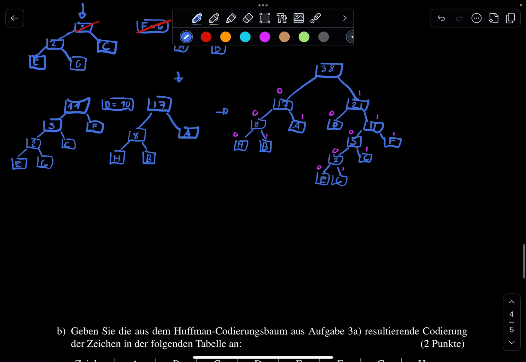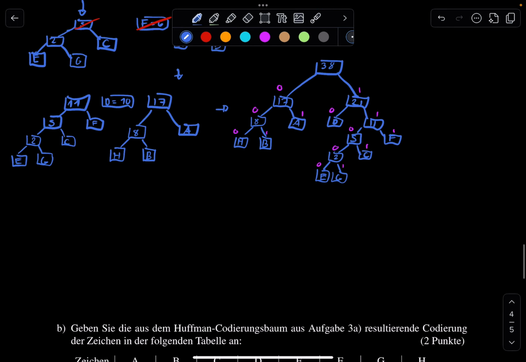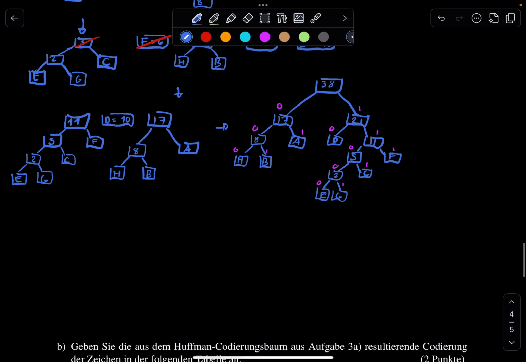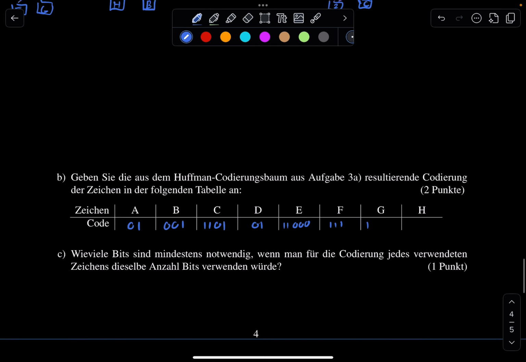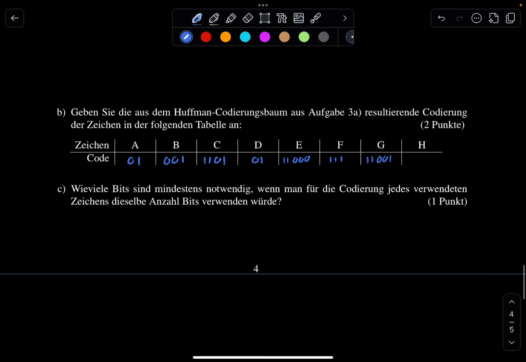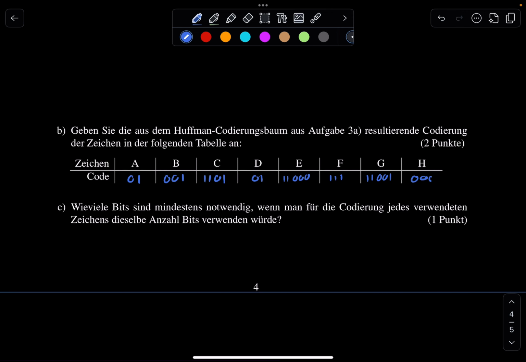Then E is gonna be 1, 1, 0, 0, 0. F is gonna be 1, 1, 1. G is gonna be 1, 1, 0, 0, 1. And H is gonna be 0, 0, 0, so 3 zeros.